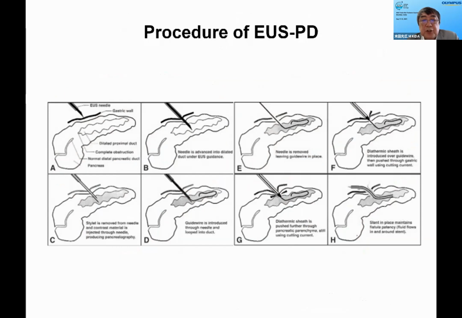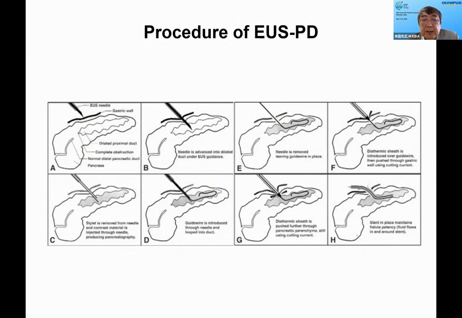So this is a procedure of the EUS-PD. At first, we puncture the MPD, dilate the MPD, insert the guide wire. And also after inserting the guide wire, we dilate the fistula. And finally, we insert the stent, such as the plastic stent and metallic stent, and so on.